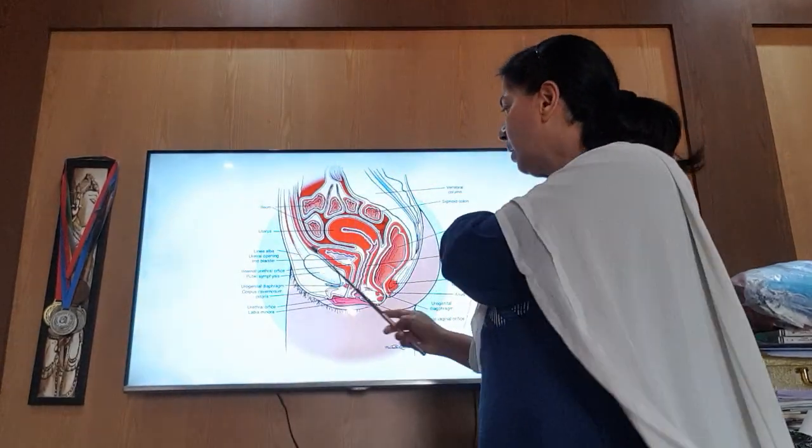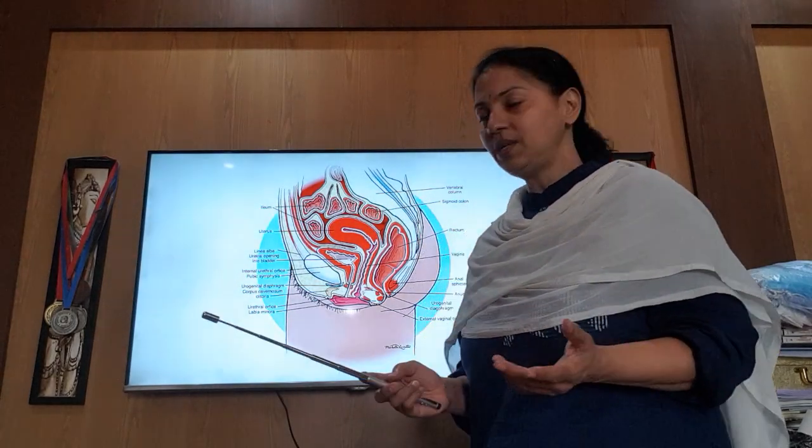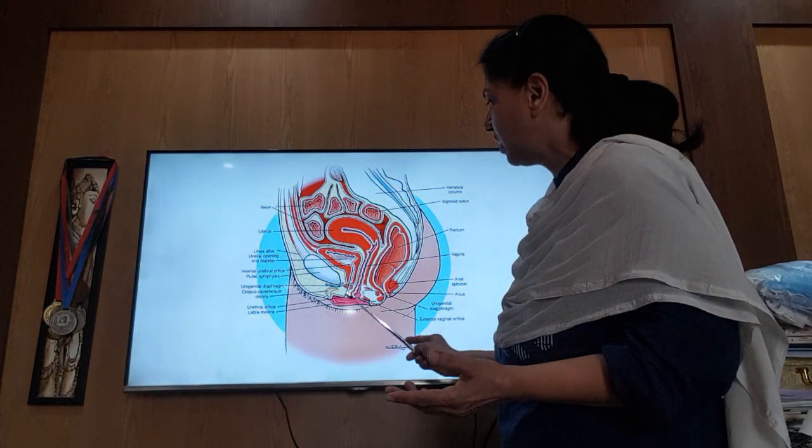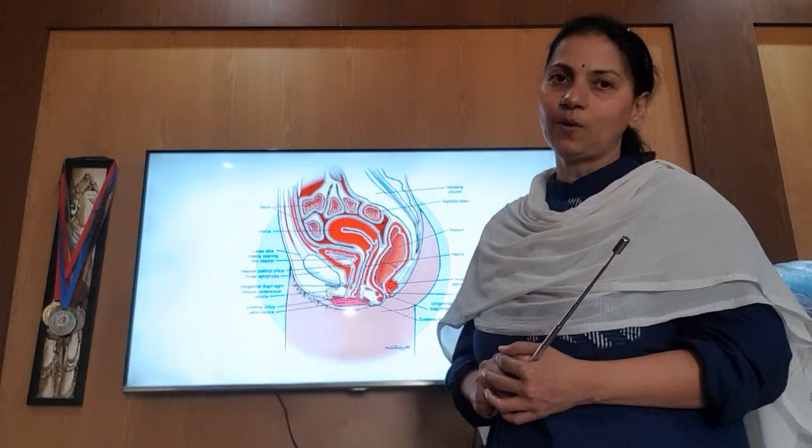Clear? Now we come to the urethra. Urethra, as you know, the function is different. In females it is just 4 centimeters long, while in males it is 18 to 20 centimeters long.